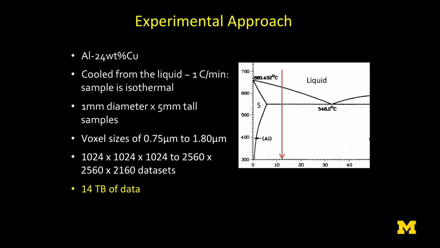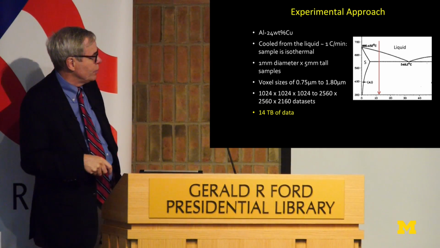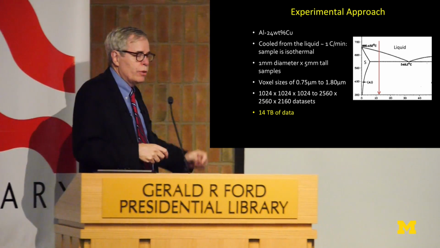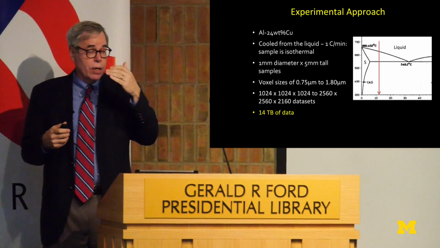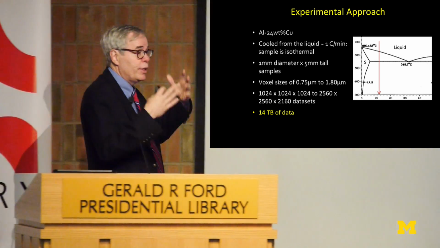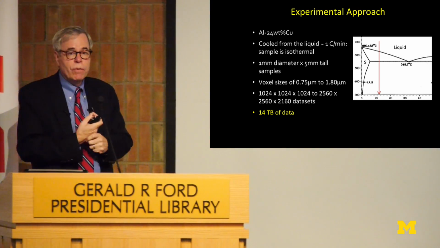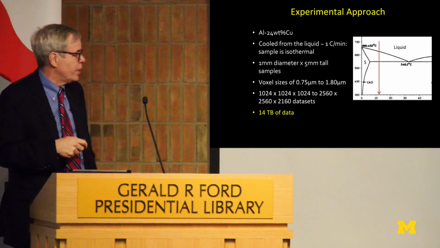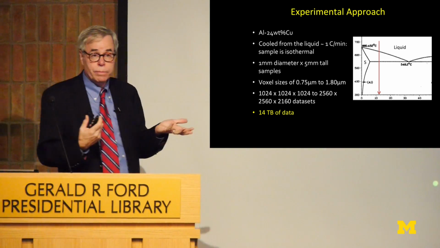So you cool the sample from a liquid relatively slowly, so everything is essentially at uniform temperature. 1 millimeter diameter samples, voxel sizes. Okay, so everyone's familiar with the camera. If you go to a photography store and you buy a camera, they're measured in pixels, the number of pixels. Since we're doing things in 3 dimensions, we talk about voxels instead of pixels, and they're 0.75 micron voxels, to give you an idea of the resolution, and the data sets are on the order of 1024 cubed or larger.